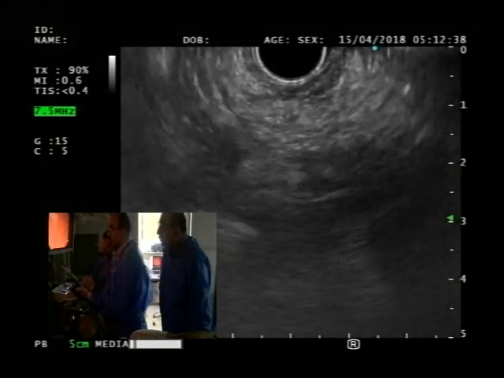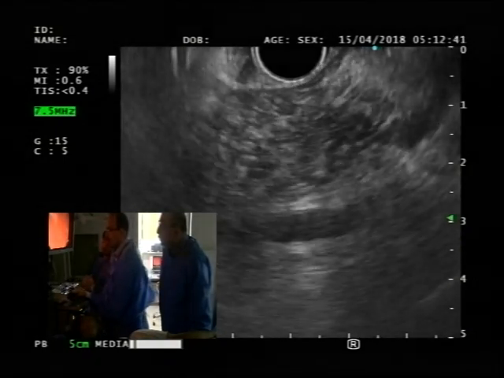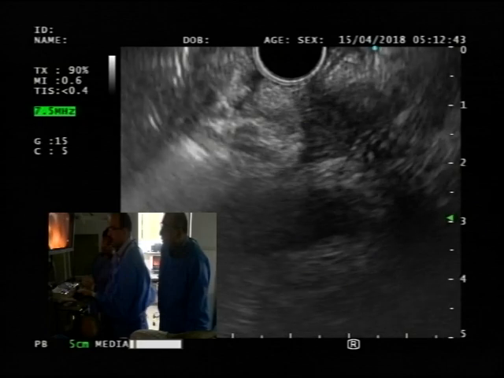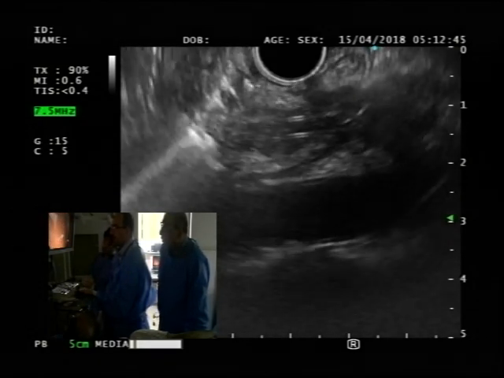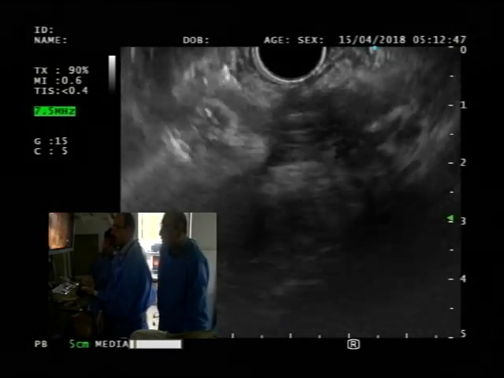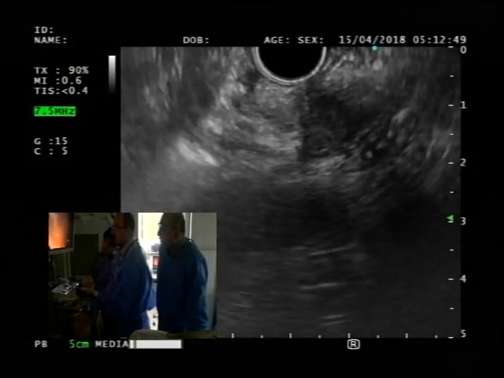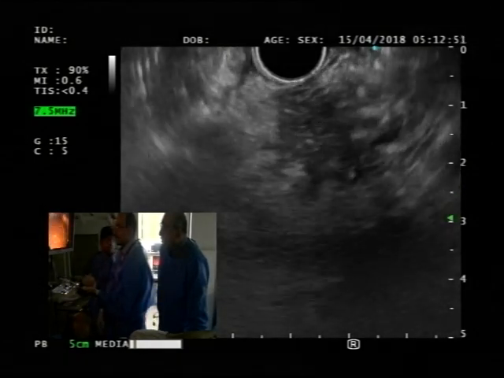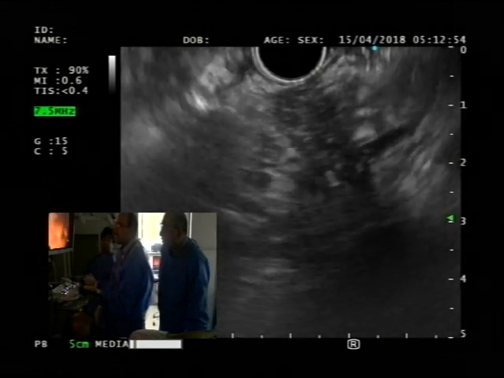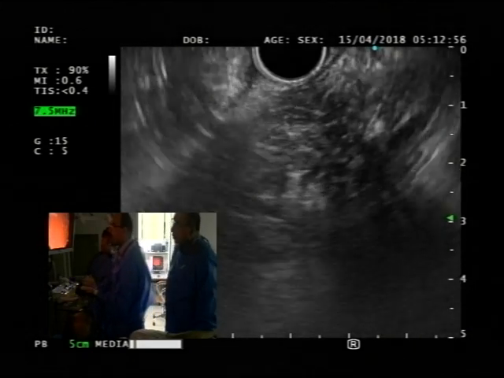So now that I have that in view, I'm going to look for my mass again. Right there. Oh, there's the scope. Now you can see it very clearly in cross section. And there's my lesion. Dr. Mustafa? Yes. Sir, how much should the stylet be out? You just don't want it poking through. This much is fine.